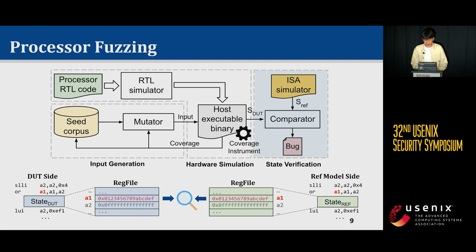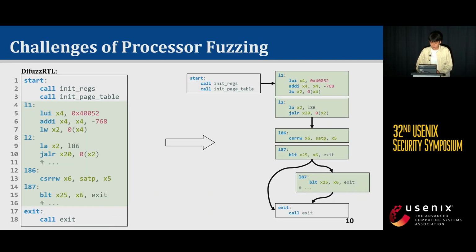In the final step, the fuzzer needs to figure out whether the DUT behaves correctly or not. To achieve this, we introduce an ISA simulator as the reference model. By comparing the state of the DUT and the reference model, we can consider all mismatches as potential bugs. However, existing fuzzers are limited by several challenges that prevent them from effectively and efficiently fuzzing processors.